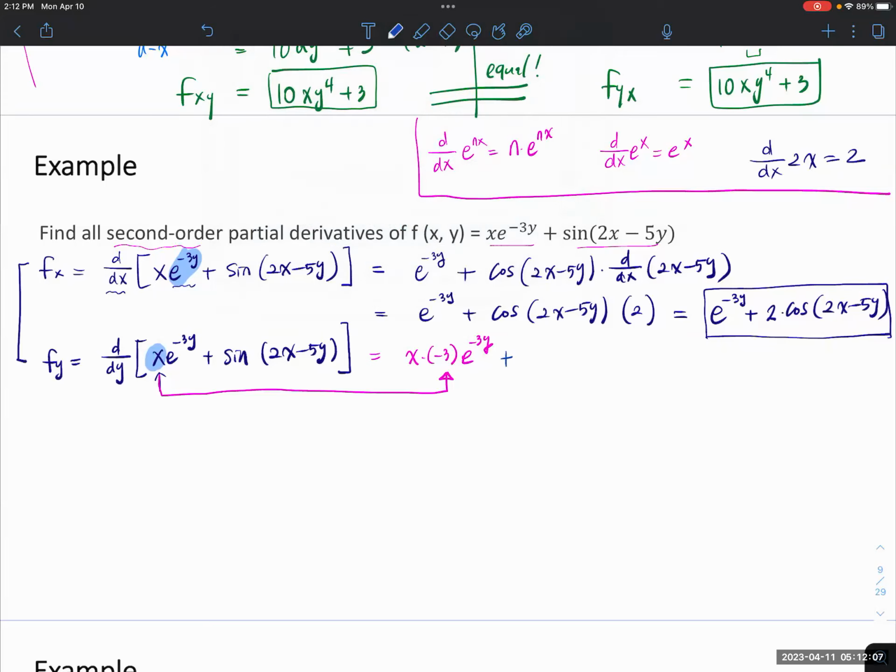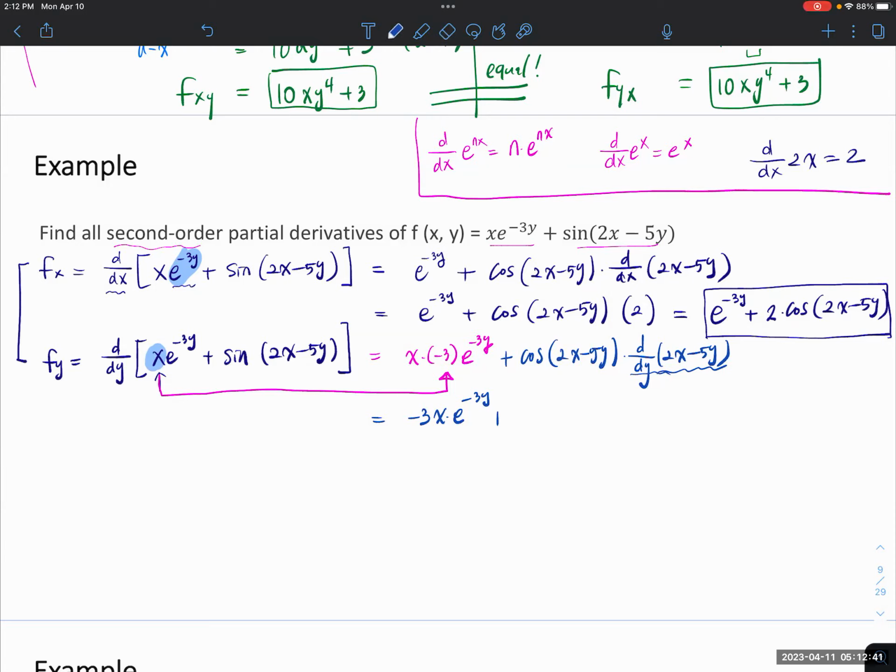It's going to be plus cosine 2x minus 5y, and then you take the inside chain rule, d/dy of 2x minus 5y. So in other words, if I change that order, negative 3x e to the negative 3y plus, what happened? This part will be negative 5. Am I correct? So negative 5. I'm going to bring negative 5 here.